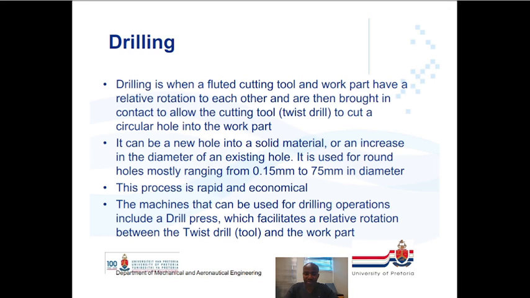This process of drilling in terms of making holes is rapid and economical. I can already compare it with the other method of boring. However, with boring, you will be going for bigger sizes. The machine that can be used for drilling operation includes the drill press, in which the twist drill will be rotating and the work part will be stationary. Otherwise, if you have to drill on the center of a cylindrical component, operating it using the method of turning, you can have your component rotating and your drill bit stationary.